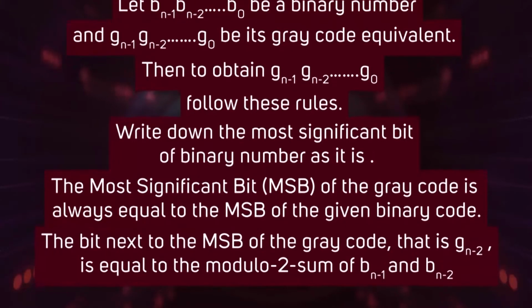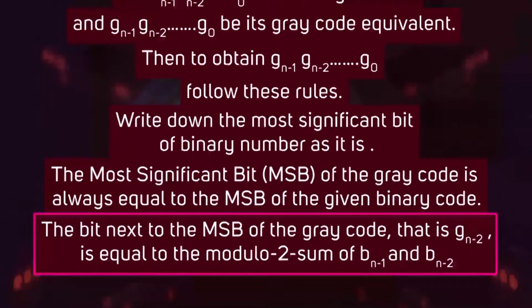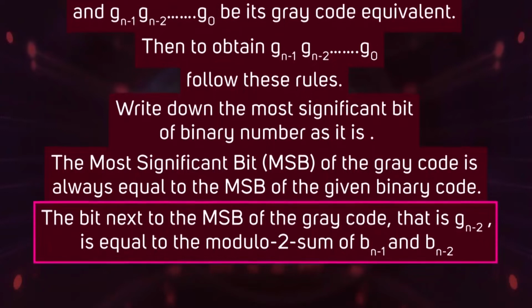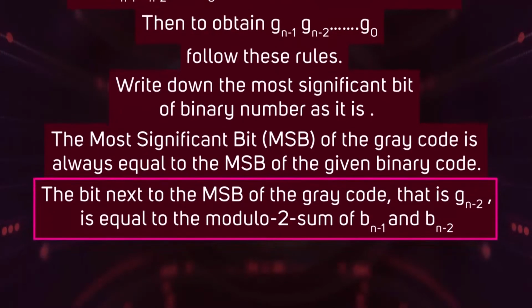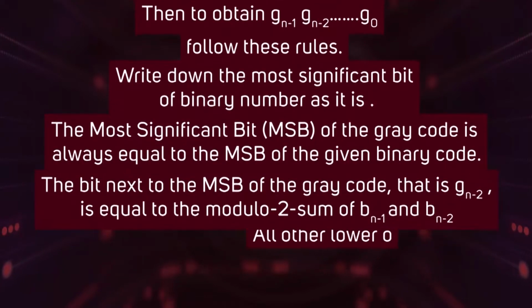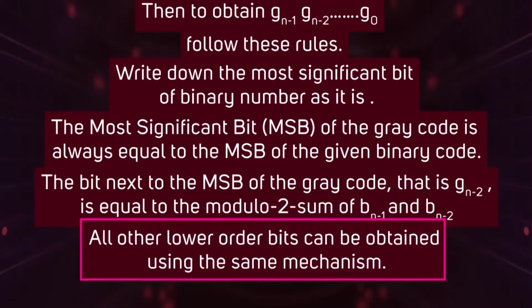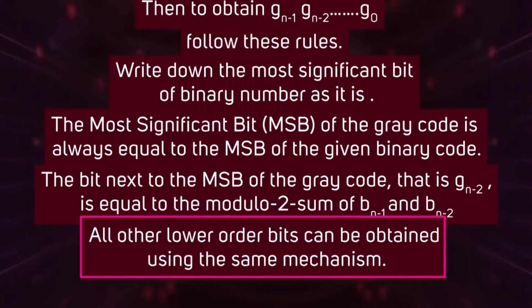Then the bit next to the MSB of the gray code, that is Gn minus 2, is equal to the modulo 2 sum of Bn minus 1 and Bn minus 2. All other lower order bits can be obtained using the same mechanism.